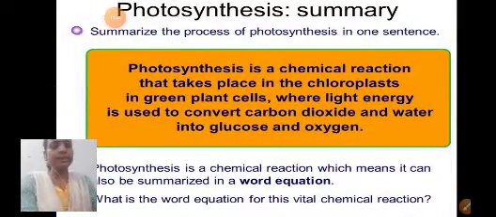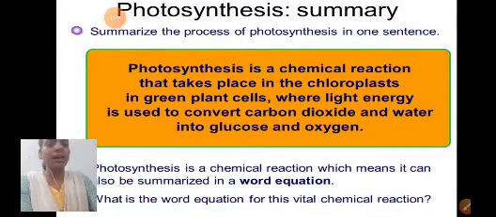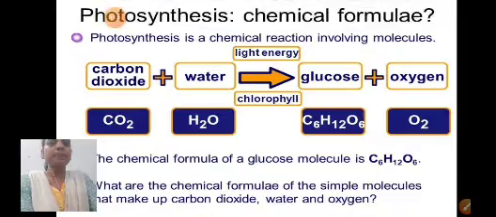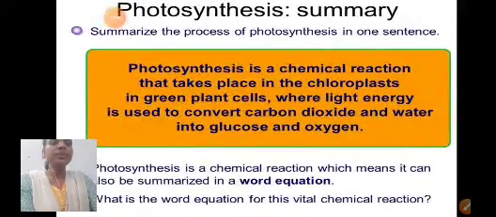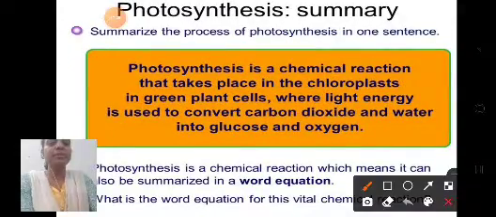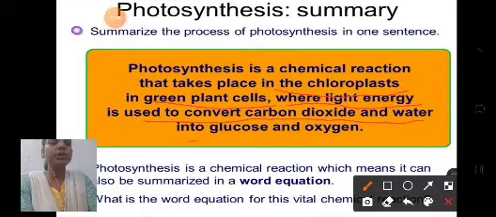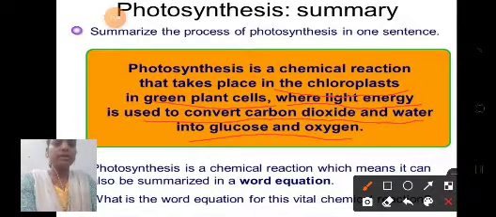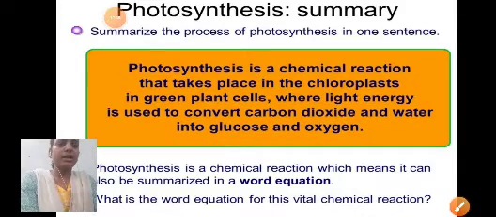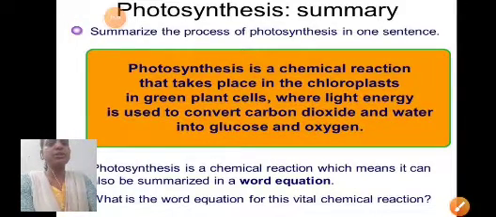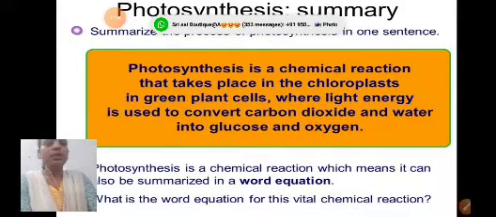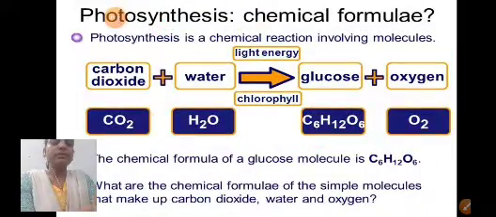Now let us summarize this photosynthesis. Photosynthesis is nothing but a chemical reaction that takes place in the chloroplast in green plant cells, where light energy is used to convert carbon dioxide and water into glucose and oxygen. Photosynthesis is a chemical reaction. When I am saying it is a chemical reaction, of course we can convert it into a word equation. So let us see the word equation for photosynthesis.